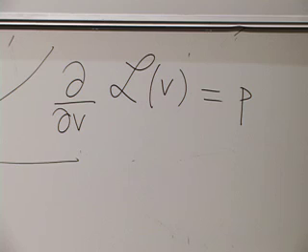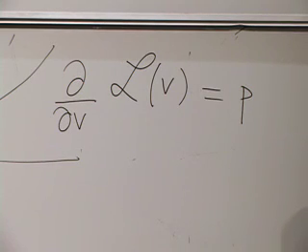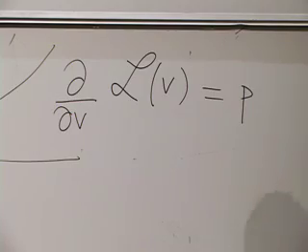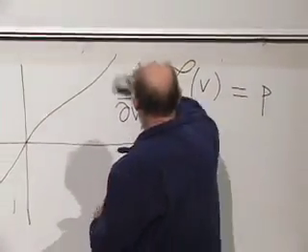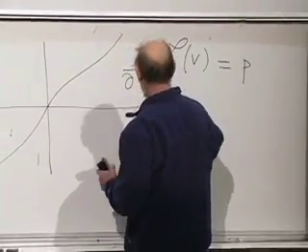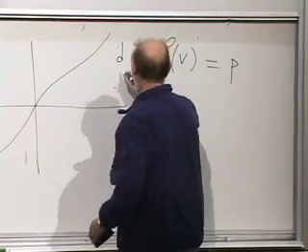Why would I bother inventing a function L whose derivative with respect to v is p? Well, we'll come to why, but I can always do it. This is just an ordinary derivative for the moment. Since there's only one variable v, we don't have to make it a partial derivative. dL by dv.